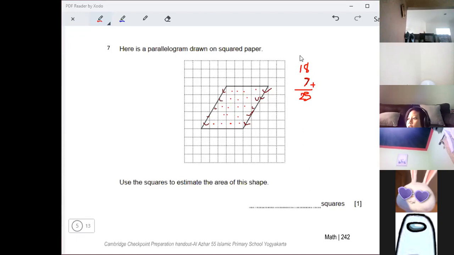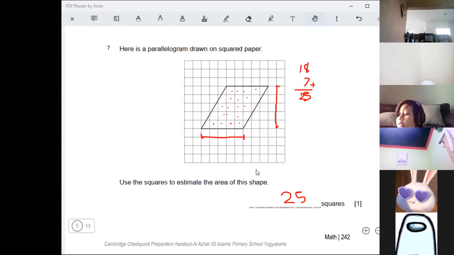25? Yes. Okay, so this is 25 squares. When you have a parallelogram, the area of a parallelogram is the, what is it? The base times the height, yeah? The base times the height. So the base is 5 and the height is also 5. So you can find 25 squares. This is only for parallelogram, yeah. Okay, so number 7 is 25.